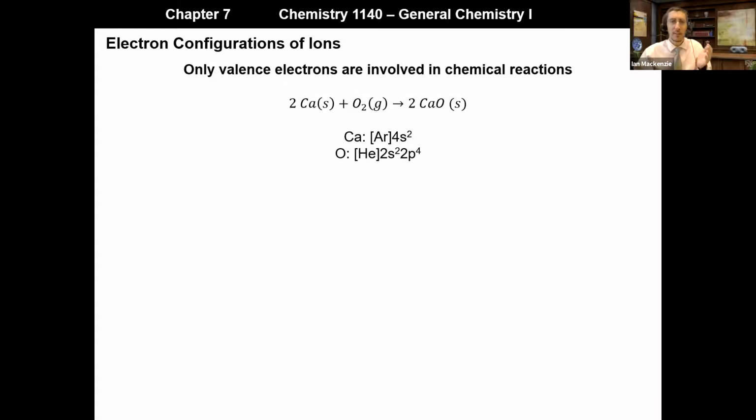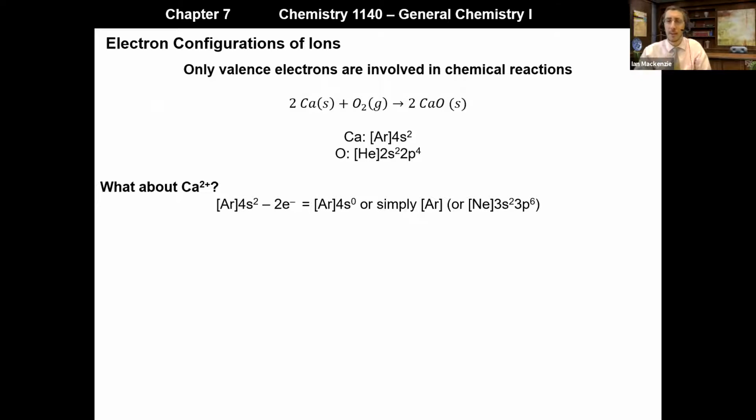But where do the electrons actually go when they react to form calcium oxide? This is where it's helpful to be able to draw the electron configurations for ions. So what about calcium 2+? How do we draw the electron configuration for that? What happens to the electrons? Well, calcium essentially loses 2 electrons compared to its neutral form. And so we simply draw the electron configuration of calcium minus 2 electrons.